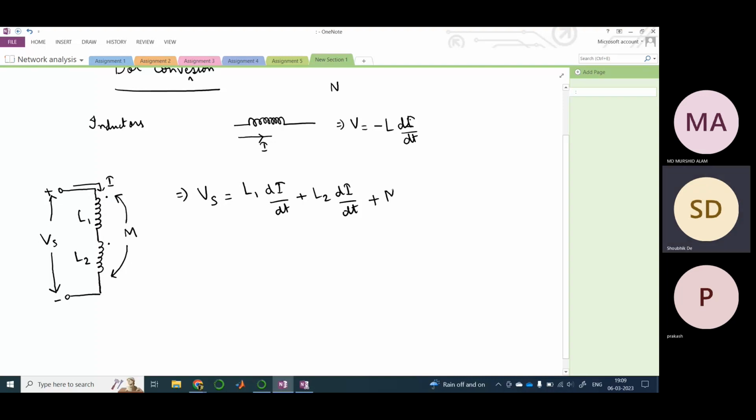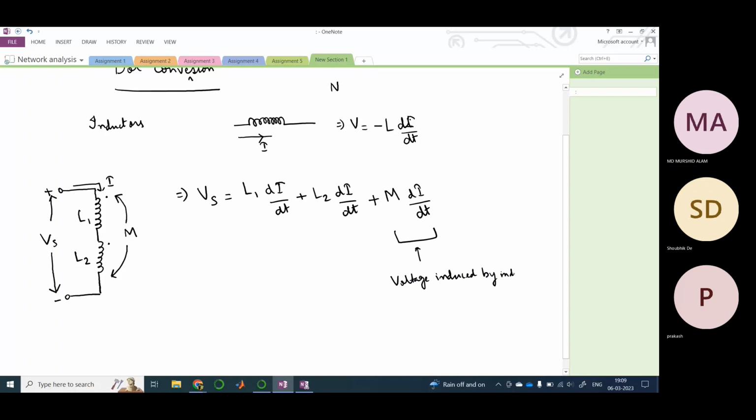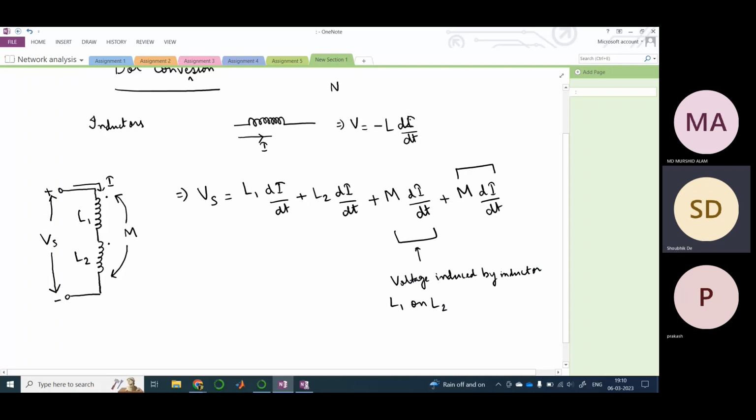So there would be this mutual inductance M, right? And we would write something like this. So this M di/dt is the voltage induced by inductor L1 on L2. Okay, and again there would be another term.